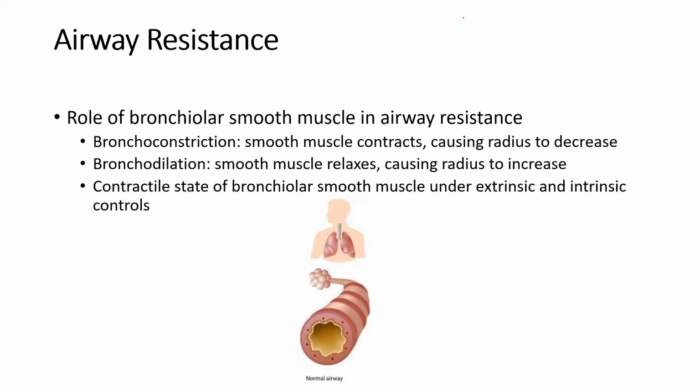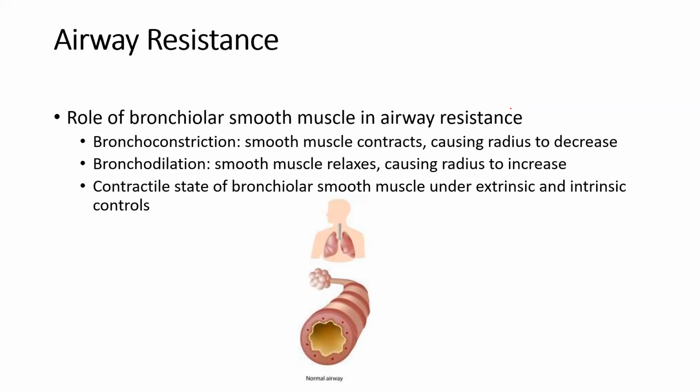And then there's bronchodilation, which is the relaxation of the smooth muscle. That's going to cause the radius to increase, and that is going to allow for more airflow or less resistance to airflow, okay? The contractile state of that bronchial smooth muscle is under the influence of intrinsic and extrinsic controls, much like what we spoke about in the arterioles.